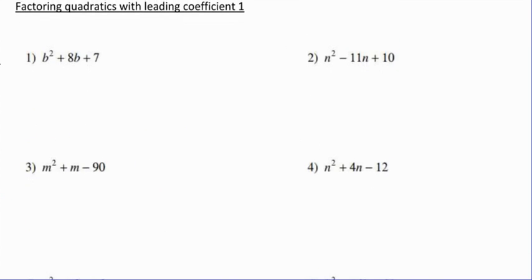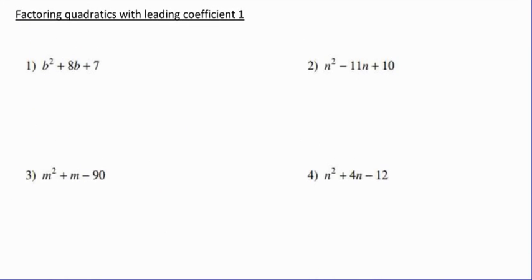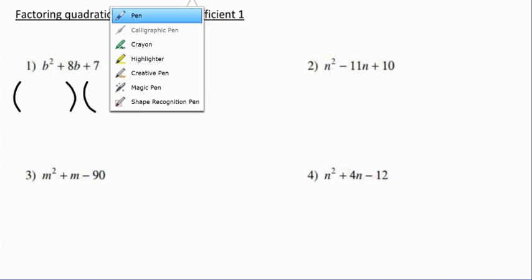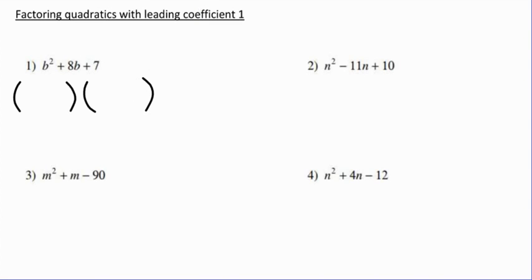The more you do it, the more comfortable you'll be. So again, we want numbers that when multiplied give me 7, but when added give me 8. The factors of 7 are pretty minimal, right? It's just 1 and 7. So again, I suggest you set up your parentheses like so. And let's just look at this first term of b squared.